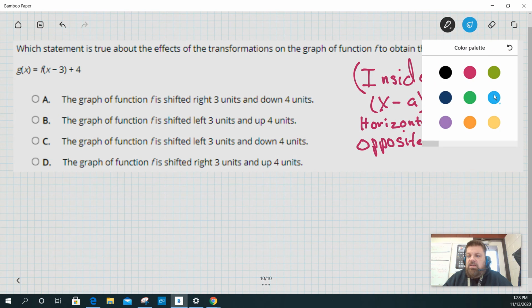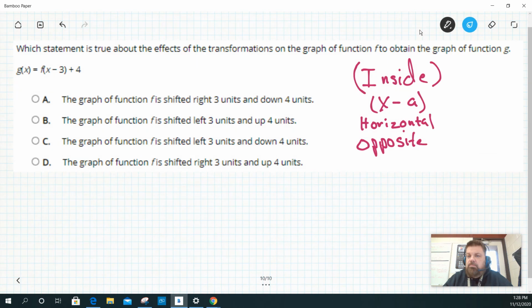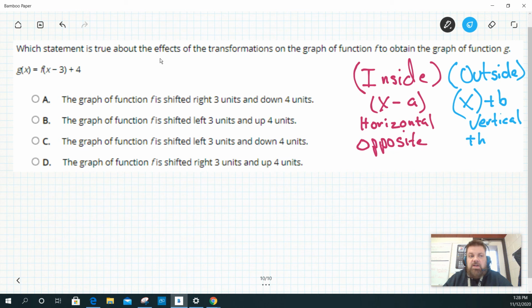And then if it is outside the parentheses, then this is what we call a vertical translation. They're both translations, but translation is a fancy math word that just means move or slide.